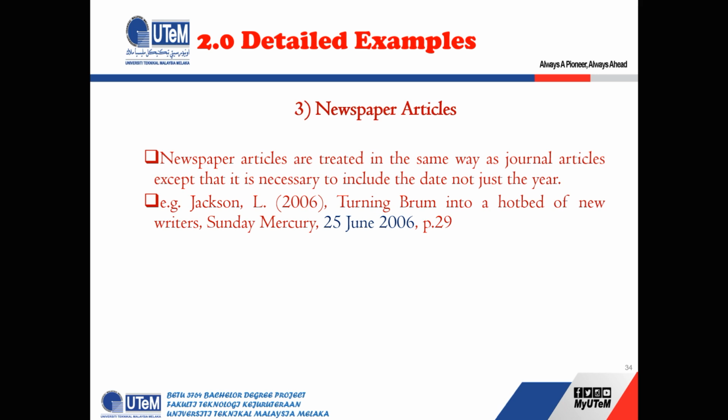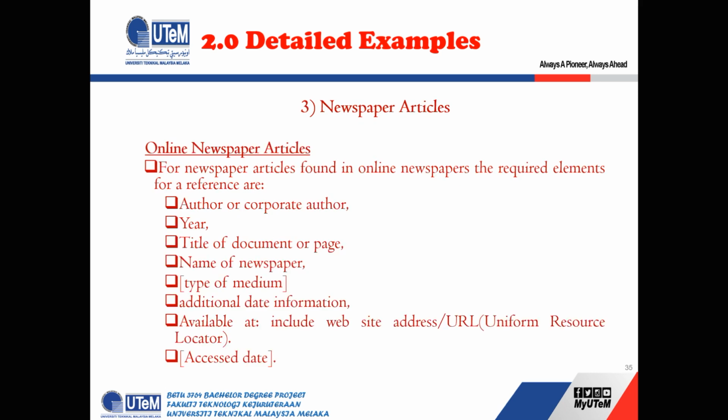Okay, in the case of news articles, they are treated in the same way as journals again. So we have the author, we have the title. But in the news article we have to mention the exact date when it was published, on June 25, 2006, and which page of the newspaper, on page number 29. So if it's an online newspaper, then we have to give all this information: author, year, title, name, type of medium, additional date, available at which website, and the access date.